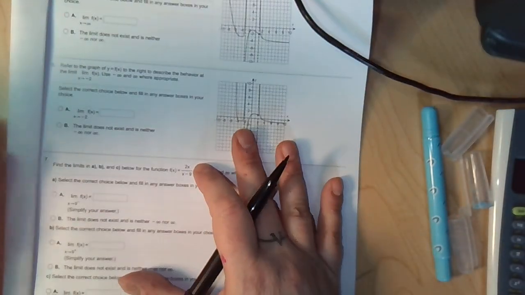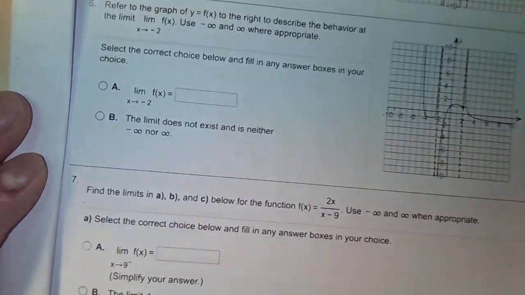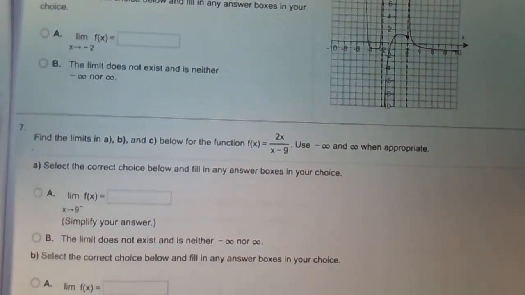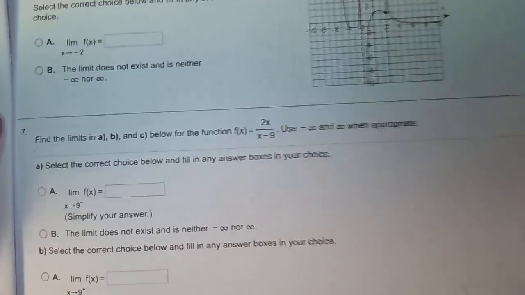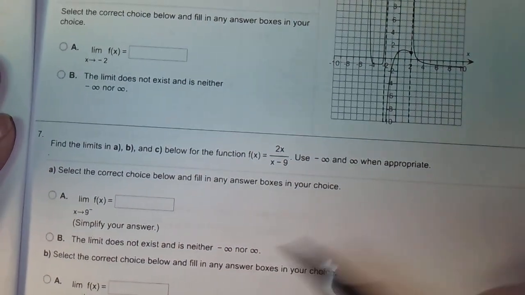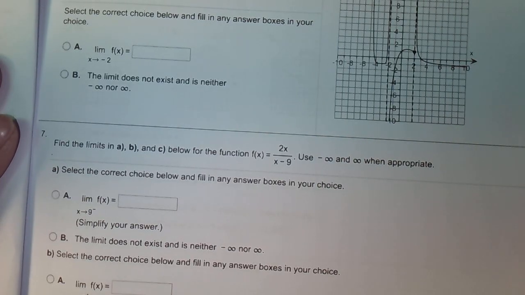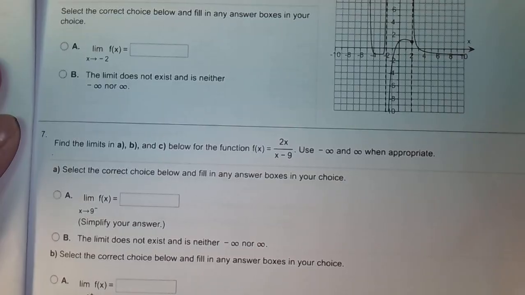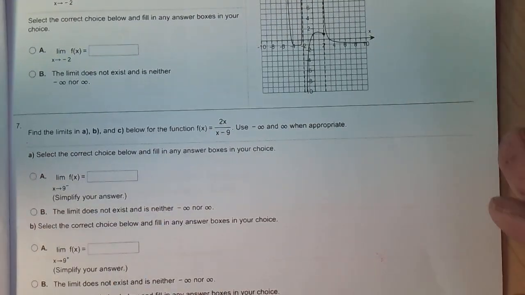All right, let's look at number 7. It says find the limits for the function f of x equals 2x over x minus 9. Okay, there's a couple of different ways we could do this. We could put it in our calculator and look at the picture, or we could use some paper-pencil math. Let me show you the calculator way.